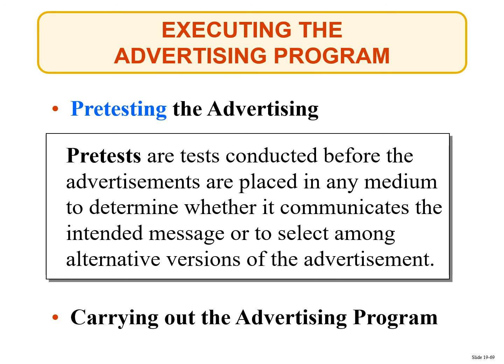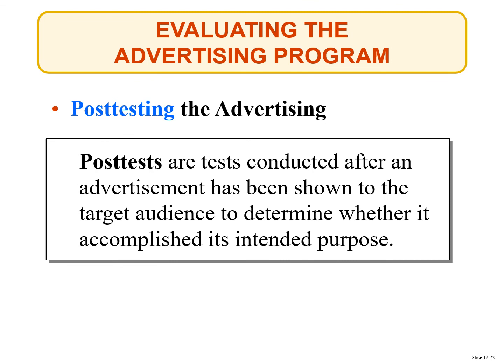So that's pre-testing. Next is carrying out the advertising program. Once you've pre-tested, it works, you carry out the advertising program. Once you carry it out, you go for post-testing. Now, these are the tests that are conducted after the advertisement has been shown to the target audience in order to determine whether the advertisement accomplished its intended purpose or not, whether it did communicate what it was supposed to communicate in the advertisement. So you do go for these post tests, and then you make any changes that are needed based on your post testing.